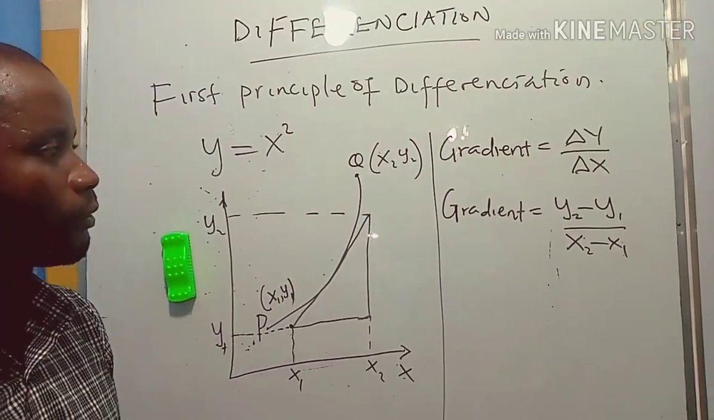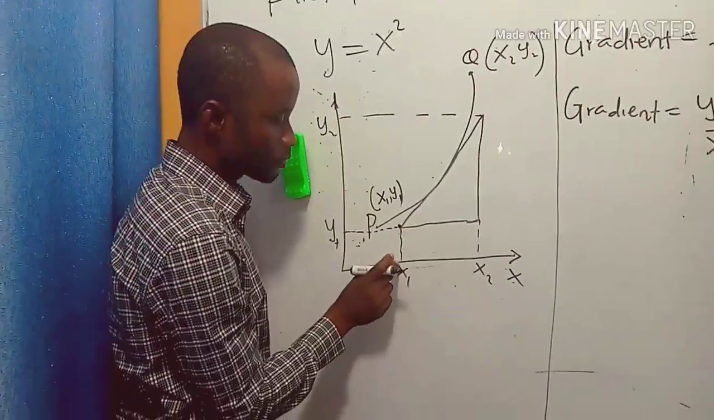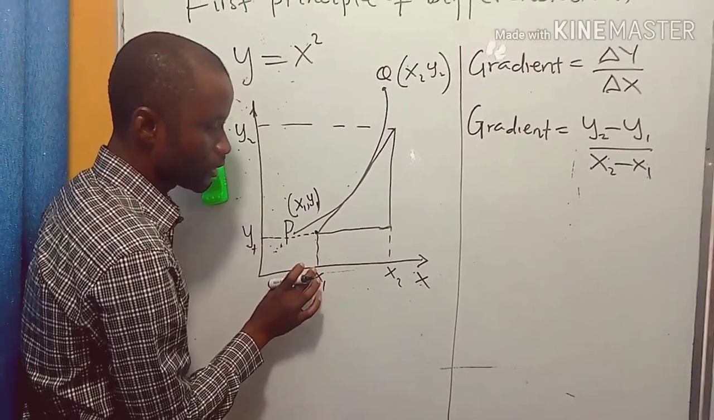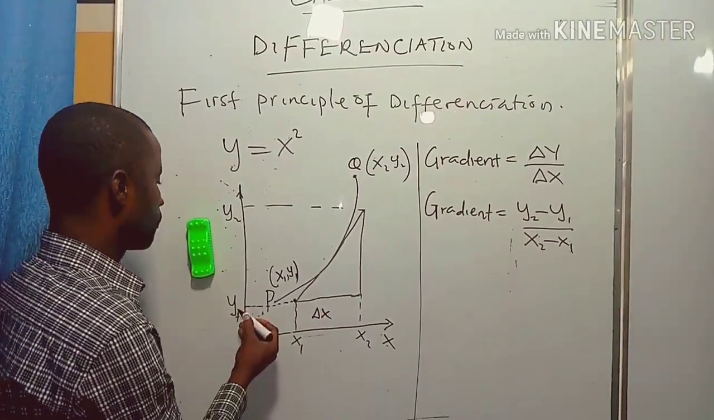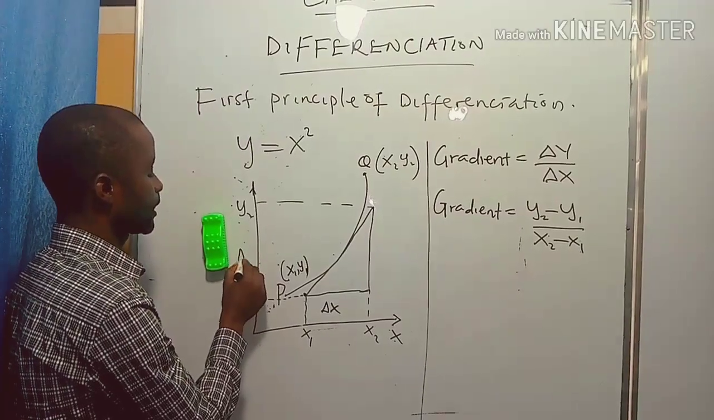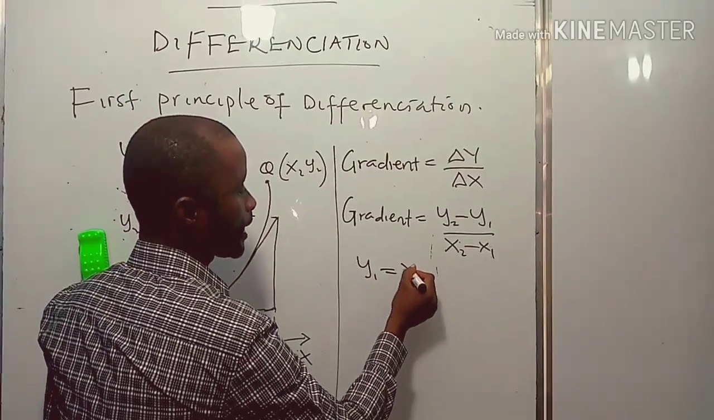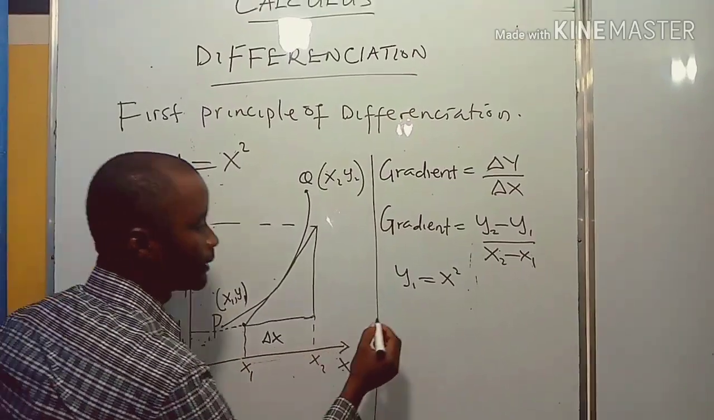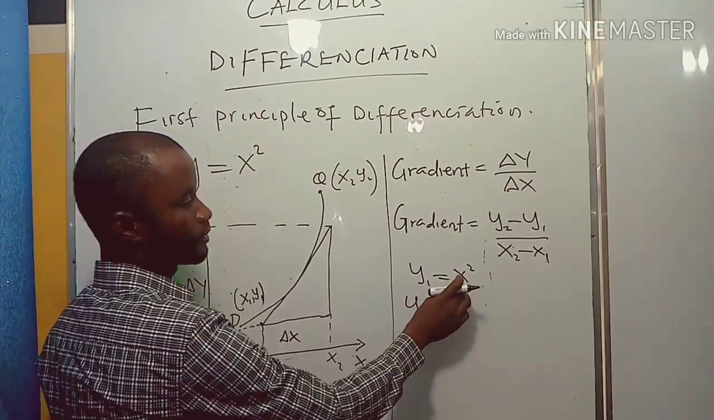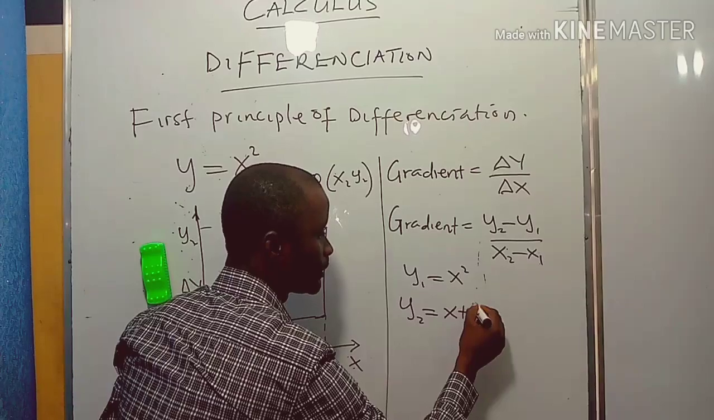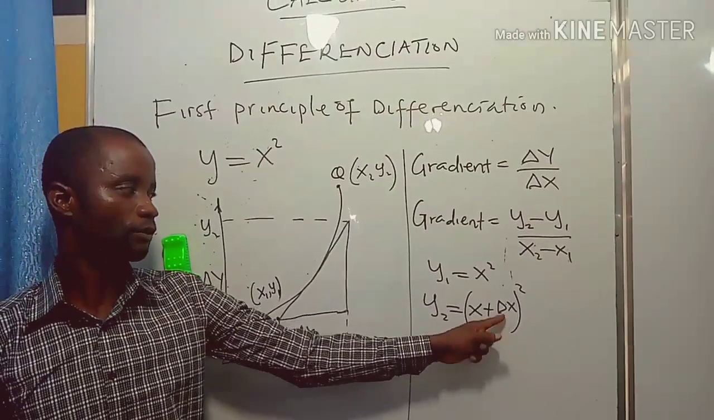Now, what is our y2, y1, x2, x1? From x1 to x2, the difference between x1 and x2 is known as delta x, that is change in x axis. While the difference between y2 and y1 is delta y, that means change in y axis. Therefore, y1 is equal to x squared, and then y2. Now, before you move from y1 to y2, you add something to x. That shows that your x plus delta x is in bracket, you square it. Then when you increase the x by delta x, you're going to get y2.